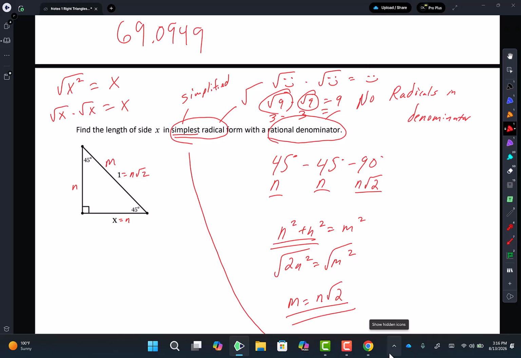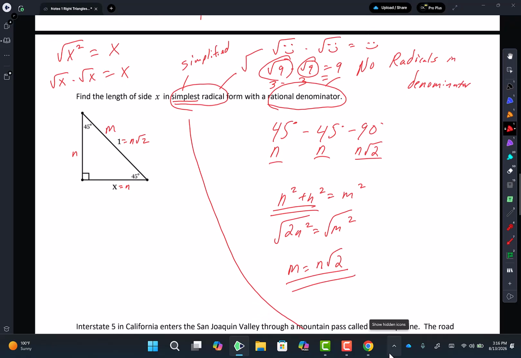You ready? Notice that I put a 1 here, equals n square root of 2. So I'm going to put the number 1 right below that. That means I can write n square root of 2 equals 1. You want to figure out what one of these sides is. This is n, which in this case also equals x. That's what they want: find x. So I need to get n by itself.